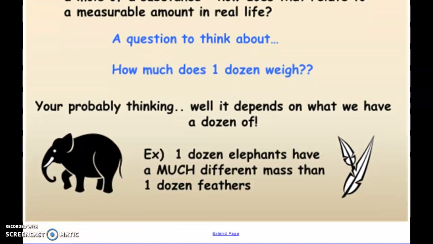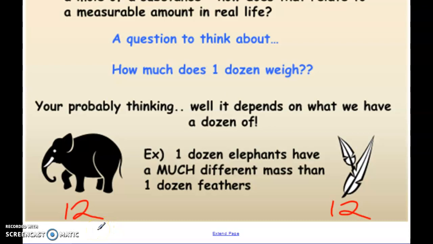So for example, if I have 1 dozen elephants, that's going to weigh very differently than 1 dozen feathers. They're both the same number, 12 elephants and 12 feathers, but they don't have the same mass. What about a dozen people or a dozen pencils? A dozen cookies versus a dozen chairs. Every single type of thing has a different mass.